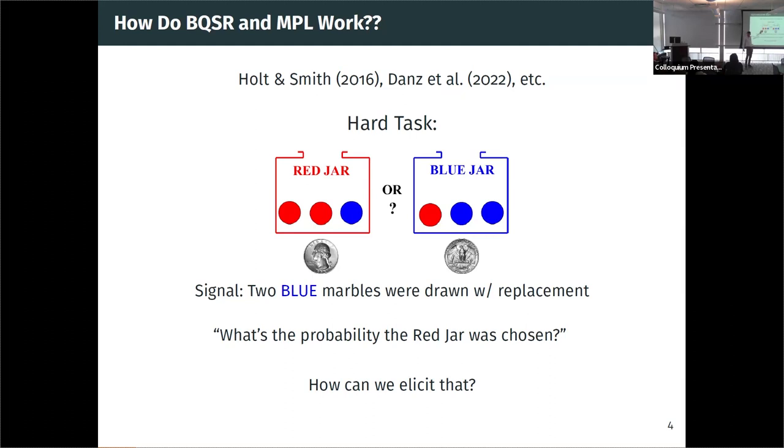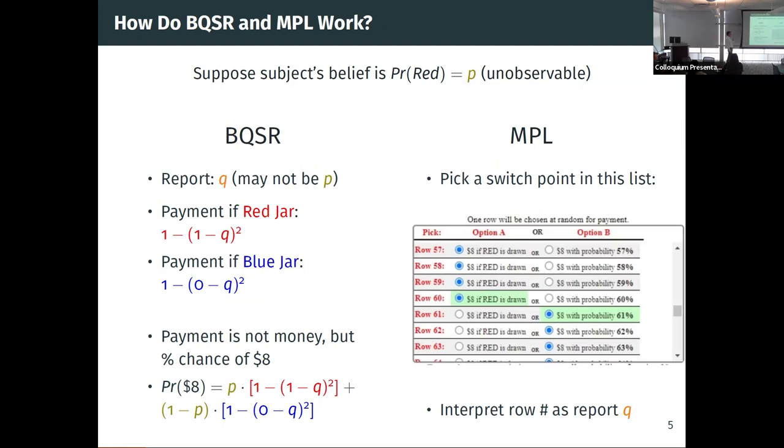Let me show you the two mechanisms that I'm going to be focused on today. People have some belief P, the probability of the red jar being chosen, which is not directly observable. I'm going to ask them to report it to me. In the binarized quadratic scoring rule, they report a number Q, which might be a lie. I don't know the truth, so they can report whatever they want. Then I'm going to reveal to them whether it was the red jar or not. If it was the red jar, they're going to get this payment, this quadratic loss payment.